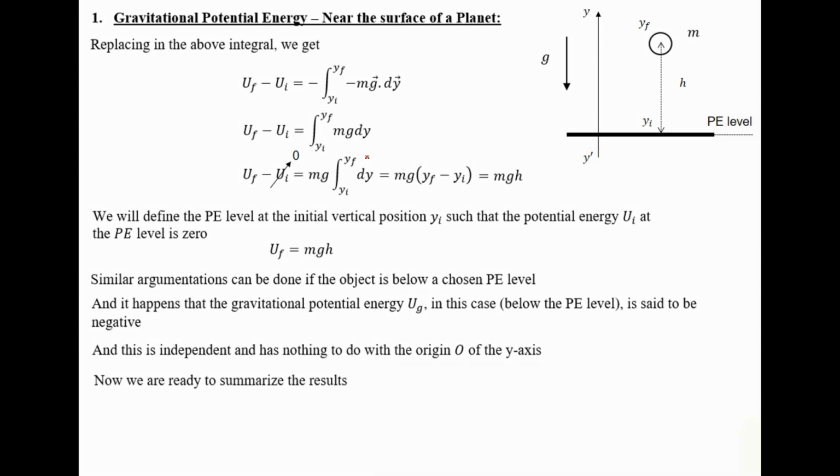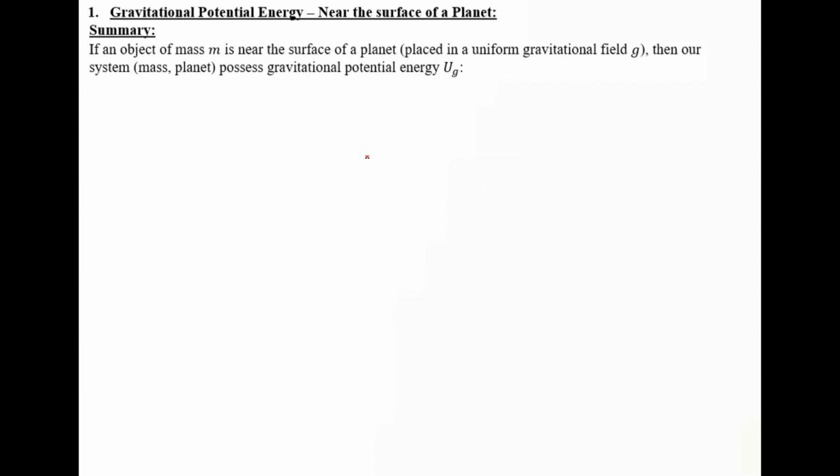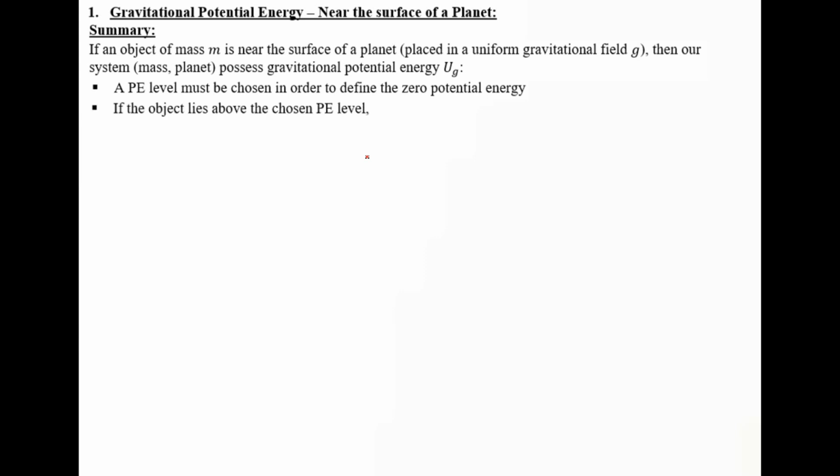Now we're ready to summarize the results. If an object of mass m is near the surface of a planet, or in other words placed in a uniform gravitational field g, then our system, mass and planet, possesses a gravitational potential energy given by U_G. First of all, as we have done, a PE level must be chosen in order to define the zero potential energy, and this is usually done at the lowest horizontal level in our system.